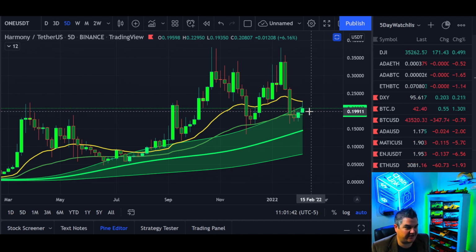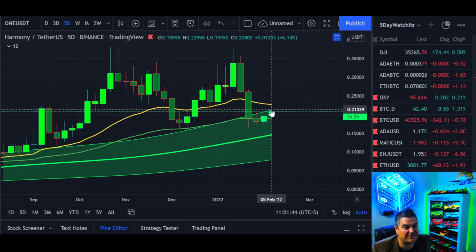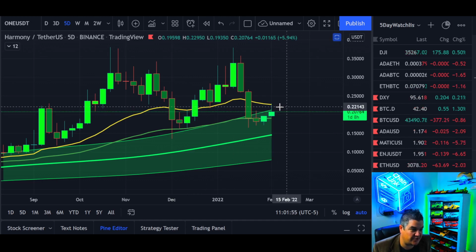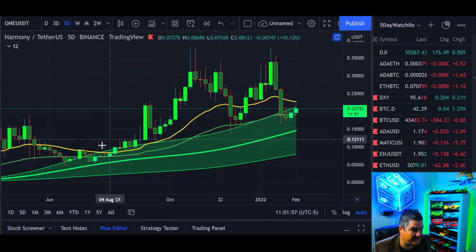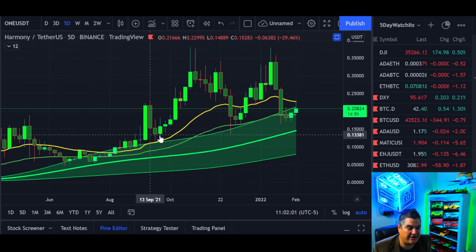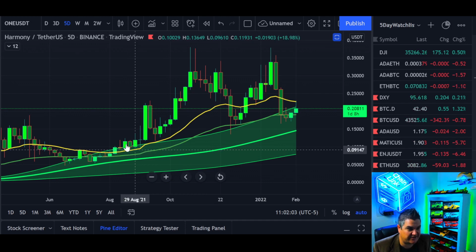Where do we need to be looking? Well, the top of the 5-day Gaussian channel right now for Harmony One is just north of 21 cents. So this candle is a 5-day candle. These are 5 days, right? So what we want to be looking for is a close above this, right? Go back in history. When we can get outside of it, then you can really get moving, right? You don't want to spend a whole lot of time in the Gaussian channel.